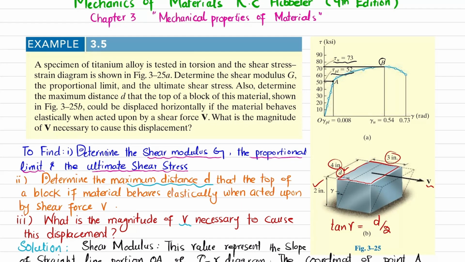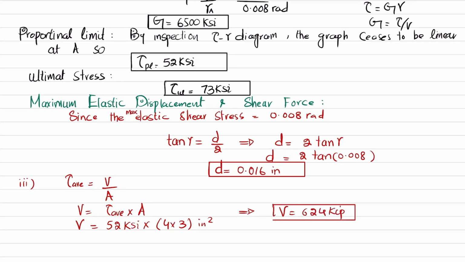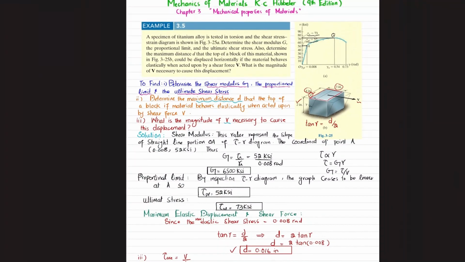Clear? So we will write that V is equal to average shear stress times area. So average shear stress is 52 KSI. So I will write 52 KSI multiplied by the area, which is 4 multiplied by 3 inch square. Clear? So we will get this V. When you solve this, you will get the shear force V equal to 624 kip. And this 624 kip shear force is necessary to move this displacement d equal to 0.016 inch. And that is all about this example problem 3.5.